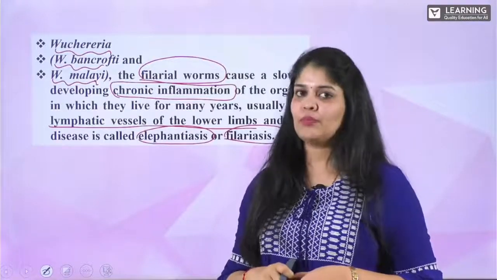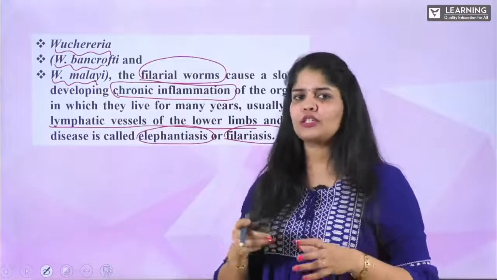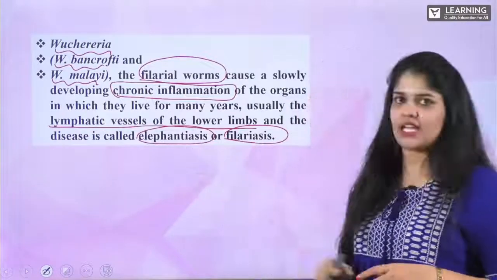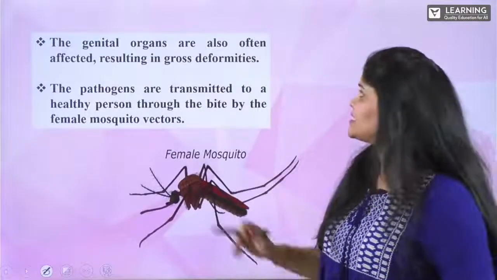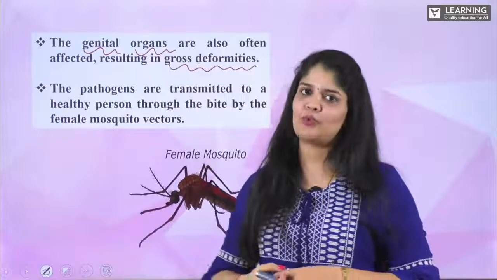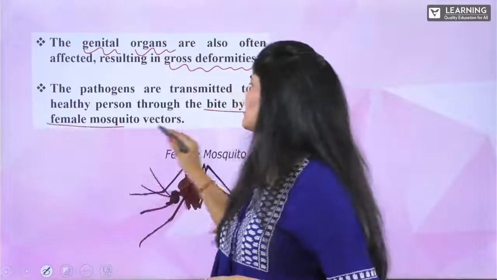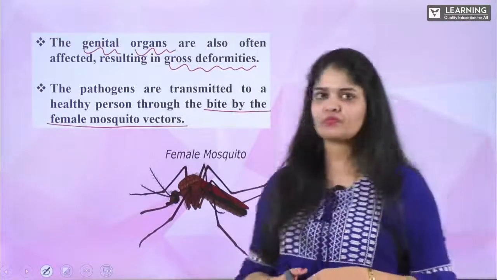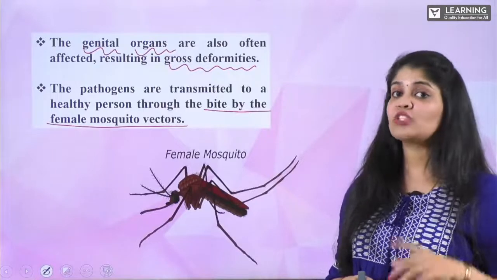Why are we calling it elephantiasis? Because the lower limb will take the shape of an elephant leg, due to that much chronic inflammation, which we can see in the lower limbs, which look like an elephant leg. That is what this disease is characterized as, elephantiasis, otherwise called filariasis. Even in this case, the genital organs are also often affected, leading to a total change in shape. The pathogens are transmitted to the healthy person through the bite given by the female mosquito vectors. So, here we can say that these are the diseases that come through contamination and also through vectors.